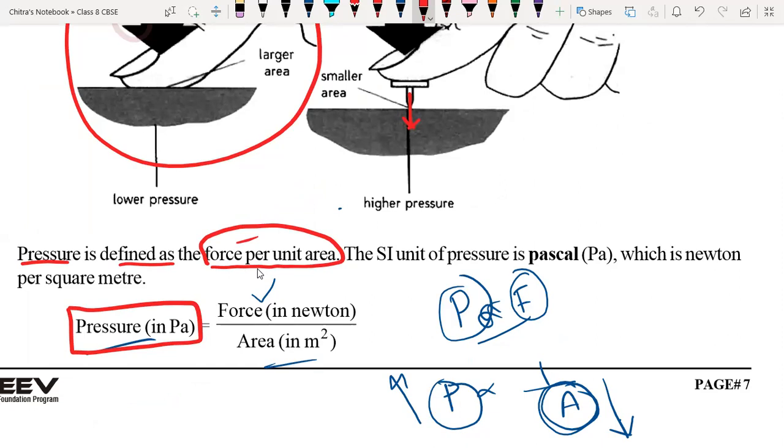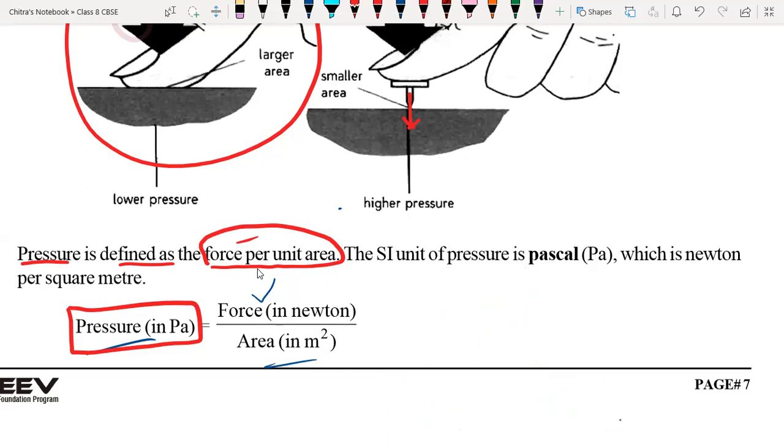Now we have to define 1 Pascal of pressure. So the definition of pressure is force per unit area. The force acting per unit area is called pressure. So this is the formula: pressure equals force divided by area.